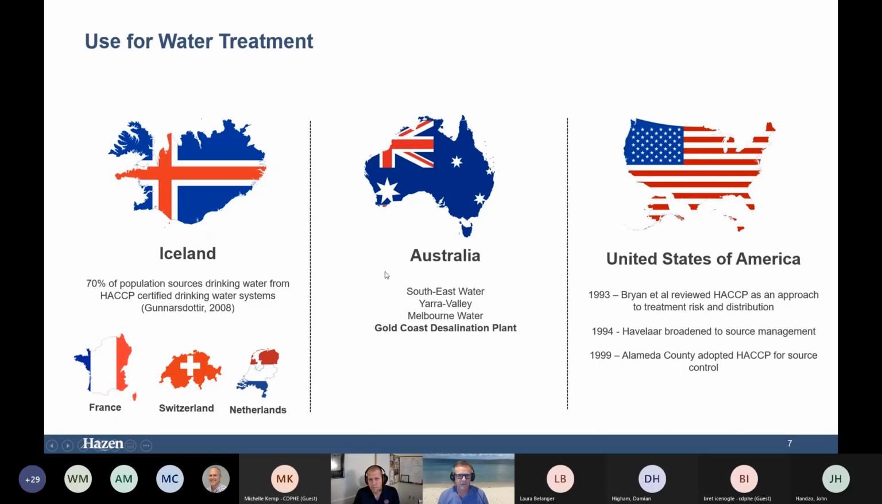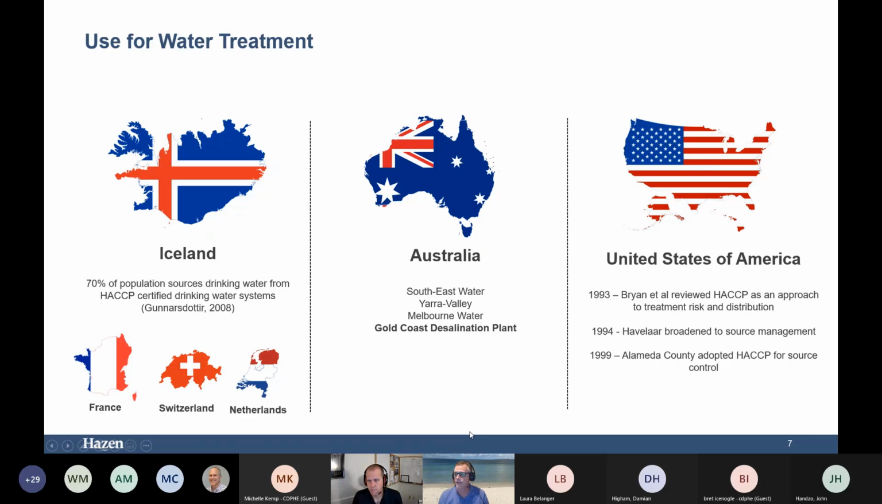I'm from Australia, as you've no doubt detected from my accent so far, and it's been used at a number of drinking water facilities in and around some of the major city areas. These first three plants here are large facilities in and around the city of Melbourne. Some of the large seawater desalination plants that were built in Australia in the last 10, 15 years are also certified to HACCP, managing the water quality risks through that process. The Gold Coast desalination plant in Queensland, which is about here, is one of those.